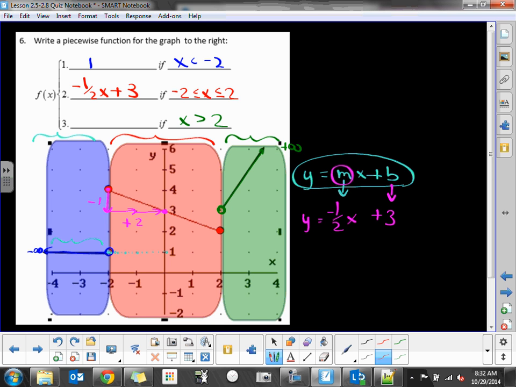And you can pick other points on it just to illustrate that it doesn't matter. I could have chosen this point, go down 1, go right 1, 2, and you get the same place. So having your slope and y-intercept. Now I'm going to go to the third one.